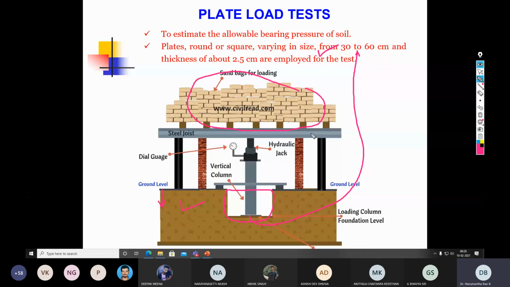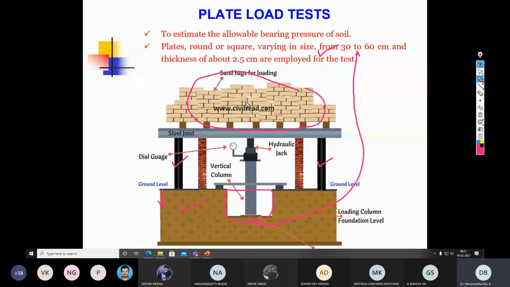Here you can see this is a steel joist which acts something like a platform or a beam, and this is embedded or installed in the ground on either side of the pit. Above these steel joists, a huge dead weight in the form of sandbags, concrete blocks, or stones will be placed.